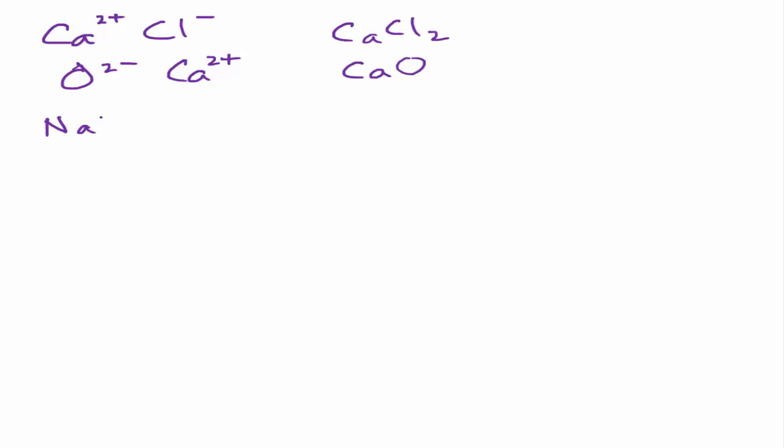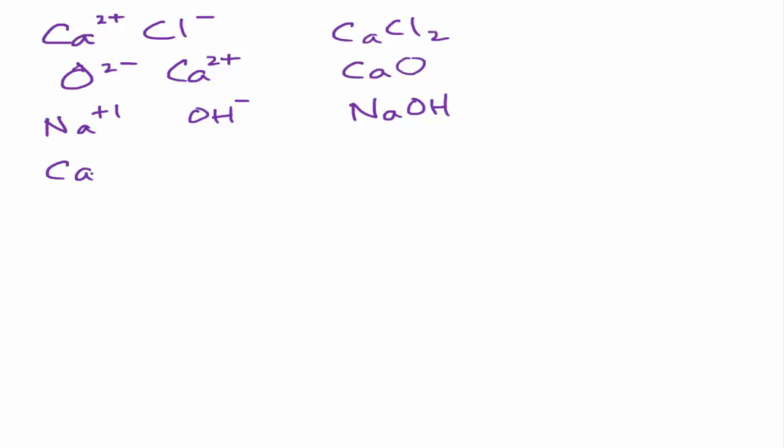How about sodium and hydroxide? Sodium is +1. And what the heck is hydroxide? Hydroxide is a polyatomic ion. You need to look at your sheet of polyatomic ions, and you'll see that hydroxide is -1, and it's OH. +1 -1 adds up to 0, so the correct formula is just NaOH. Perfect.